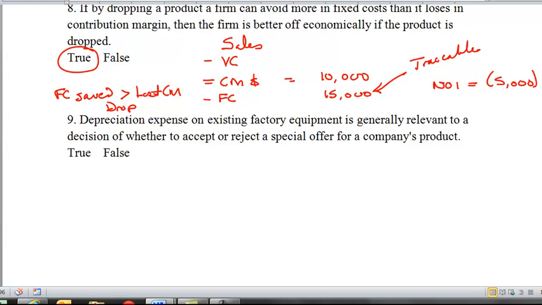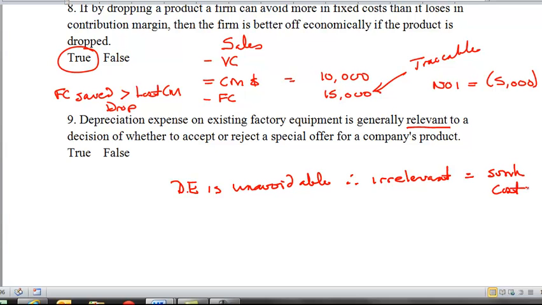9. Depreciation expense on existing factory equipment is generally relevant to a decision of whether to accept or reject a special offer from a company. And just like we talked about above, depreciation expense is unavoidable and therefore irrelevant because it's also sunk costs. So the answer to this one is false. It's not relevant.